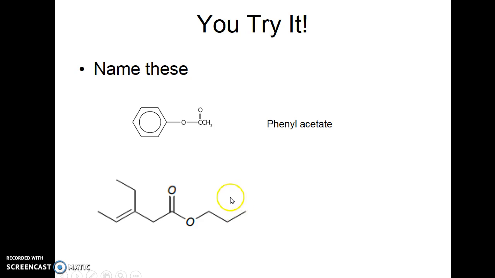Here we have propanol. Here we have 1, 2, 3, 4, 5. That's pentenoic acid. So we've got propanol and 3-ethyl-3-pentenoic acid. We're going to change that now. We're going to call it propyl, and then we're going to change this to 3-ethyl-3-pentenoate. Notice we keep a space between the two chains because they're separate carbon chains.